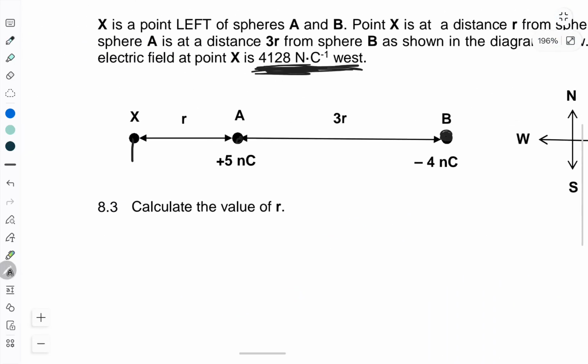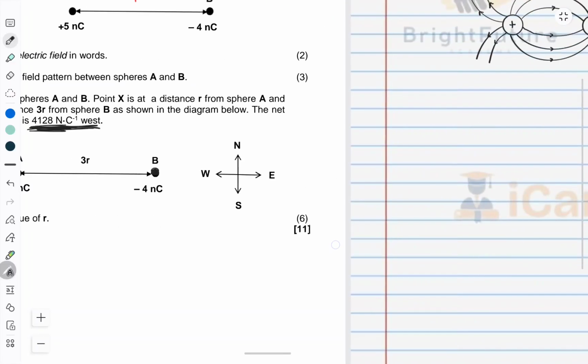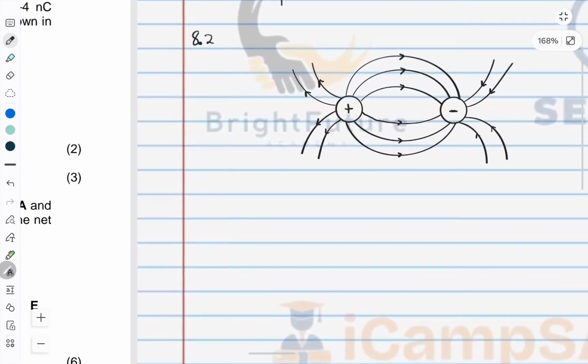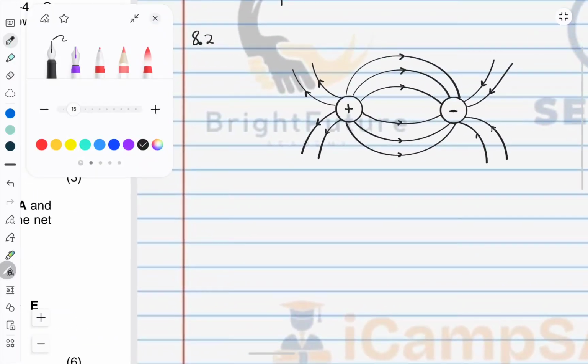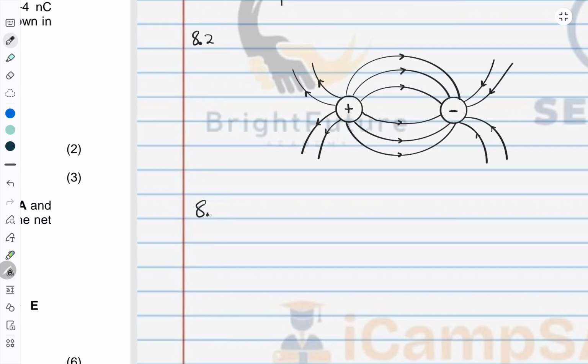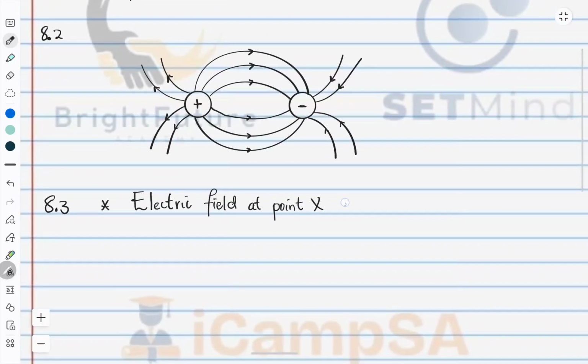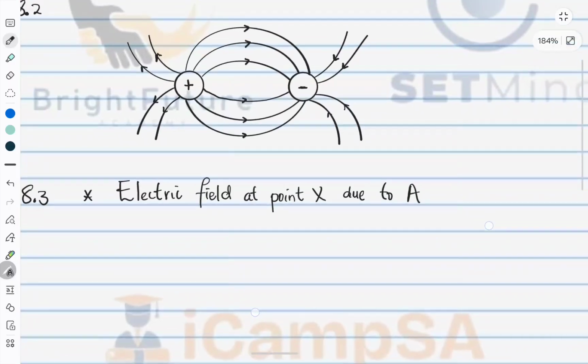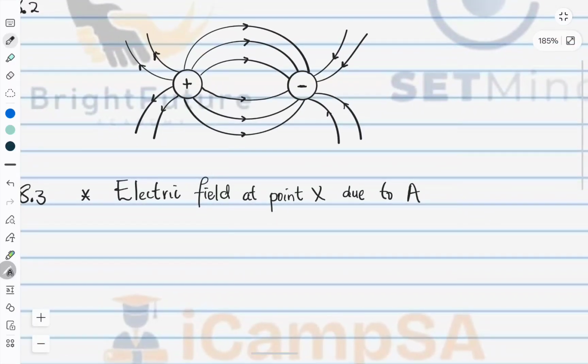Let's do it. Okay, let's say 8.3. I'll start here. Electric field at point X, right? Due to A, due to the charge A. Remember, point X is our reference point.